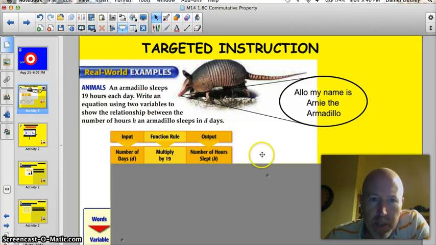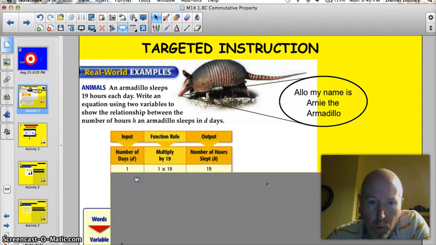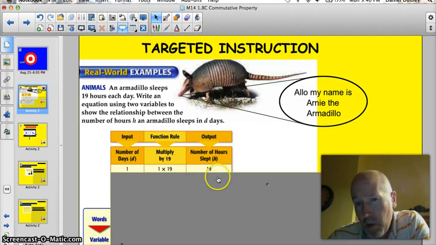An armadillo sleeps 19 hours each day. Write an equation using two variables to show the relationship between the number of hours, h, an armadillo sleeps, in d days. So here's the way they set this up. We've got the input over here, and this is the number of days. And then you've got the function rule, which is to multiply it by 19. Because if he slept one day, you'd multiply that by 19 hours for a total number of h hours of 19. See the way the function table works?